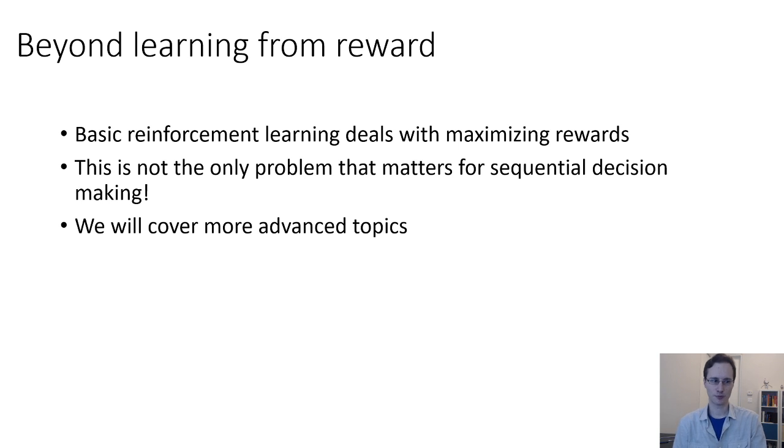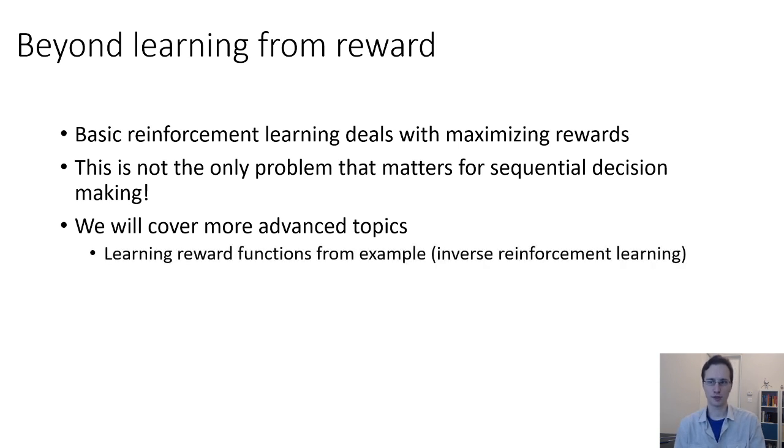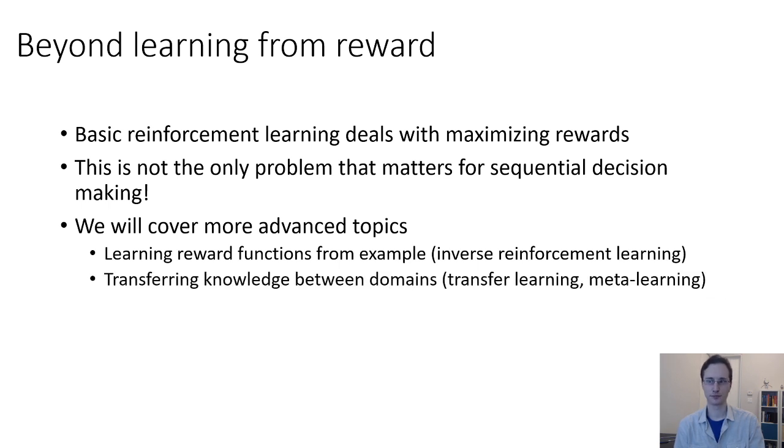More advanced topics, which we'll cover in this course, will include things like learning reward functions from examples, which is called inverse reinforcement learning, transferring knowledge between different domains. This is sometimes called transfer learning or meta learning, and it deals with the question of how do you use past experience for different but related tasks to solve new tasks that you haven't been able to solve before. Learning to predict and using prediction to act. This is often referred to as model-based reinforcement learning, where instead of learning behaviors directly, what you attempt to learn is some representation of how the world works, which can then be used for planning or for synthesizing into a policy.